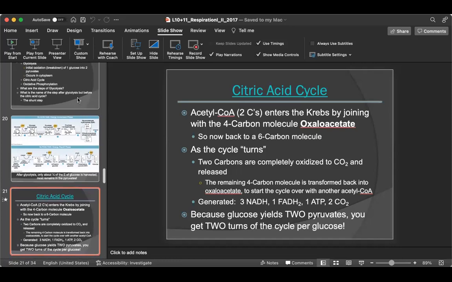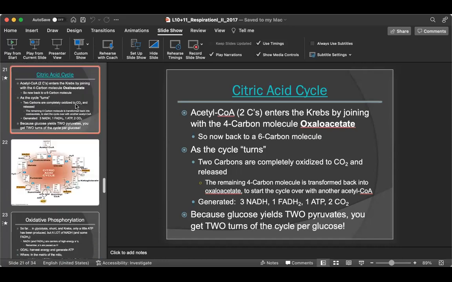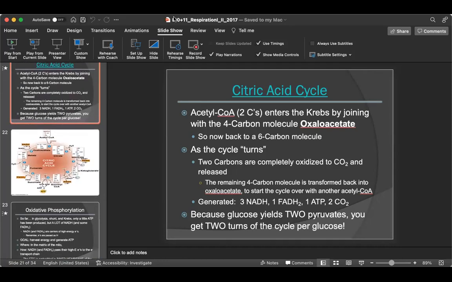Is this the right one? Sorry, not the citric acid cycle, the Calvin cycle.